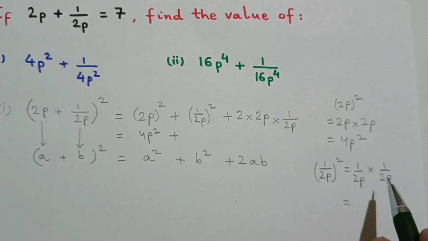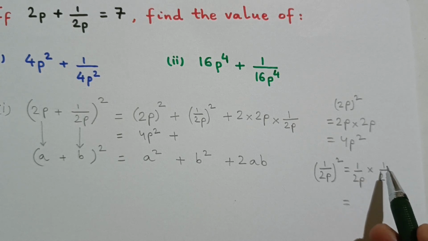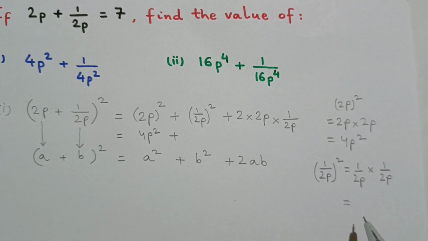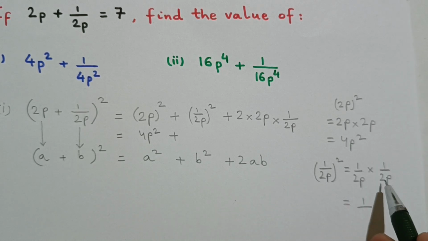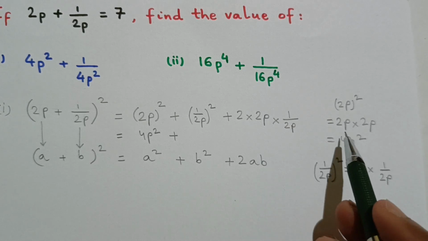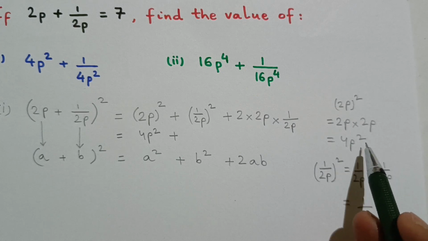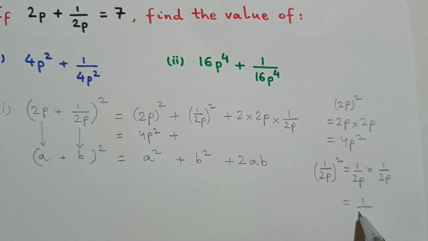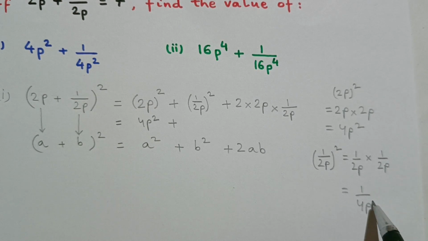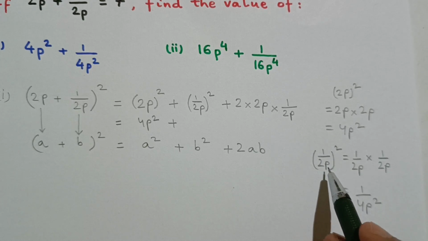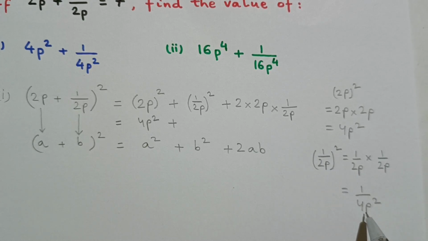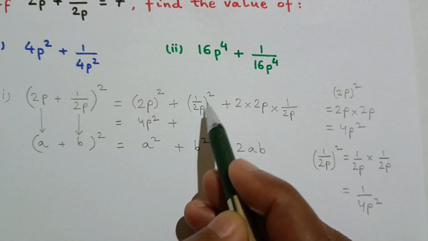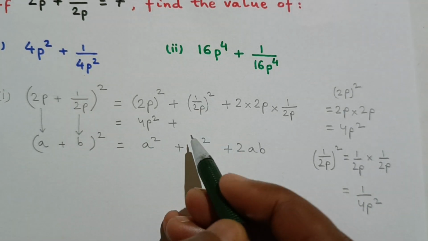In multiplication of fractions, multiply the numerators to get the numerator answer. 1 into 1 is 1, so the numerator answer is 1. Multiply the denominators to get the denominator answer. 2p into 2p, we have just done it, is 4p square. So the denominator answer is 4p square, and we get 1 upon 4p square. So 1 upon 2p whole square is 1 upon 4p square.